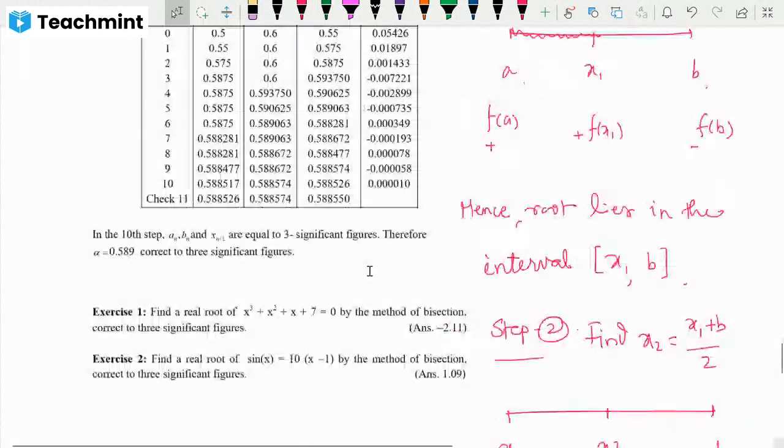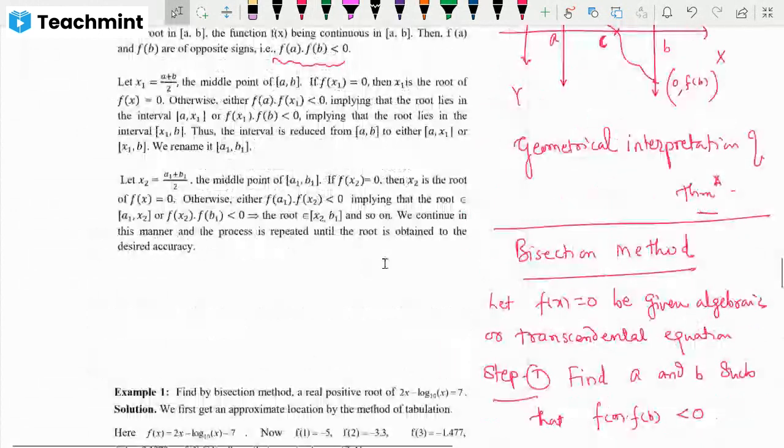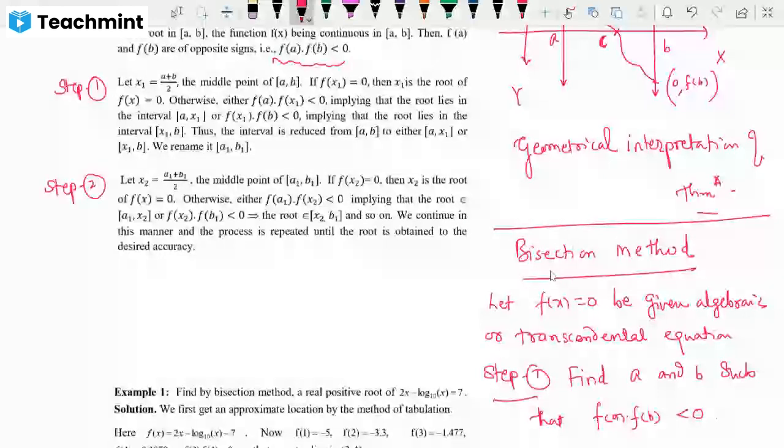So let us see here. This is step 1 and this is step 2. What is step 2? Here x2 is the middle point of a1 b1, so the notations are different. If f of x2 is 0, then x2 is the required root of f of x equal to 0. Otherwise, you will continue this process, repeating until the root is obtained to the desired accuracy.